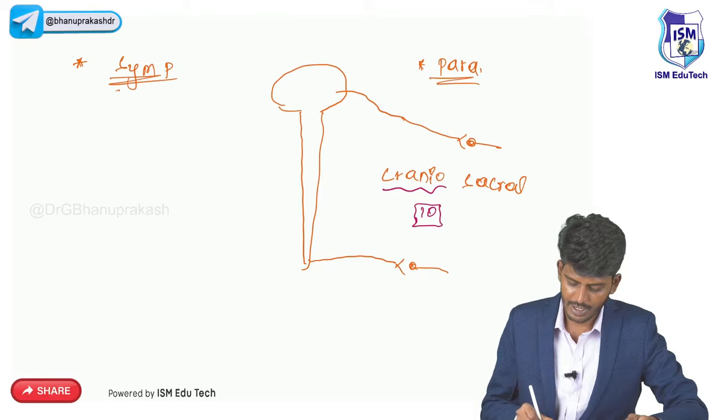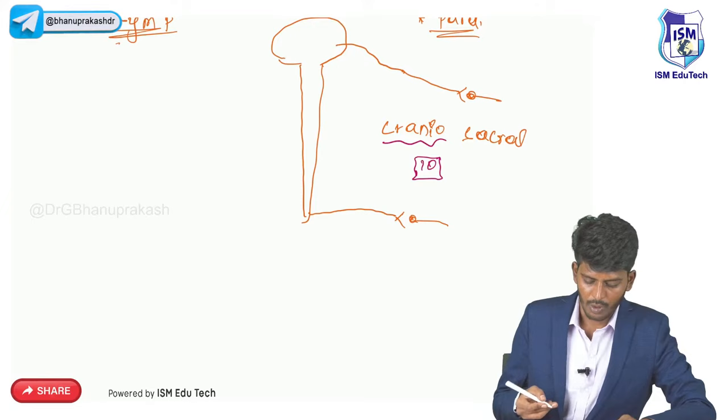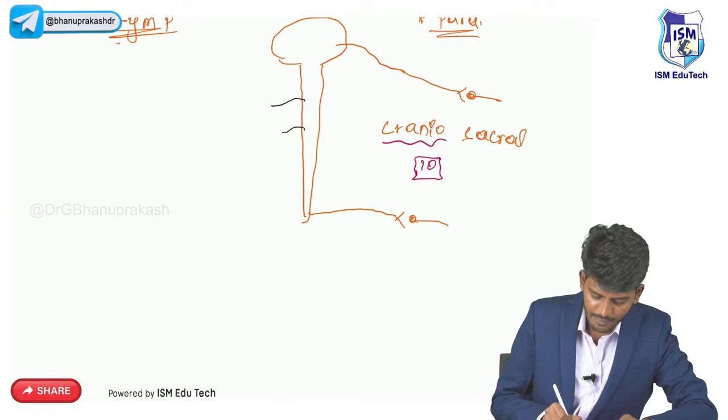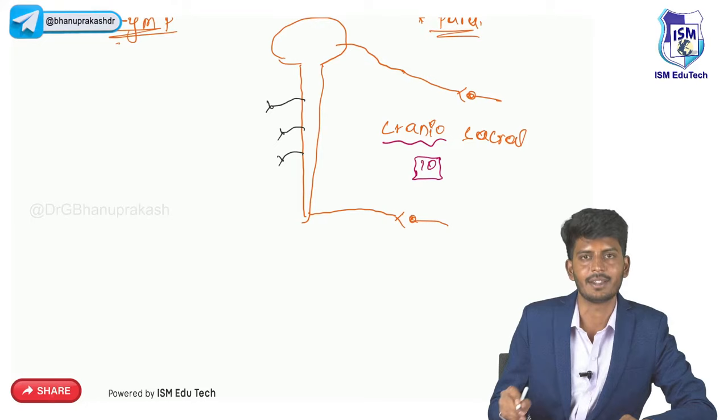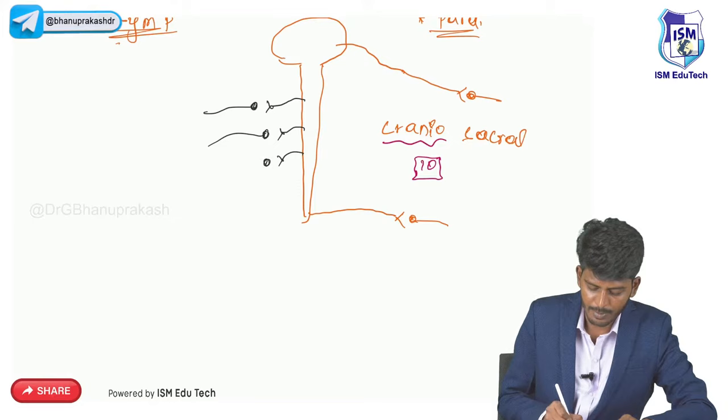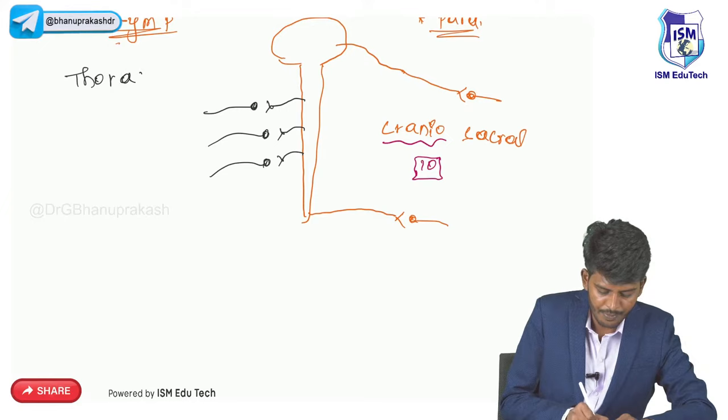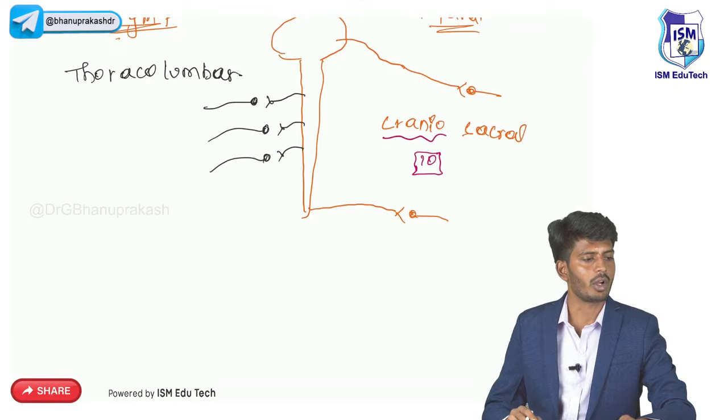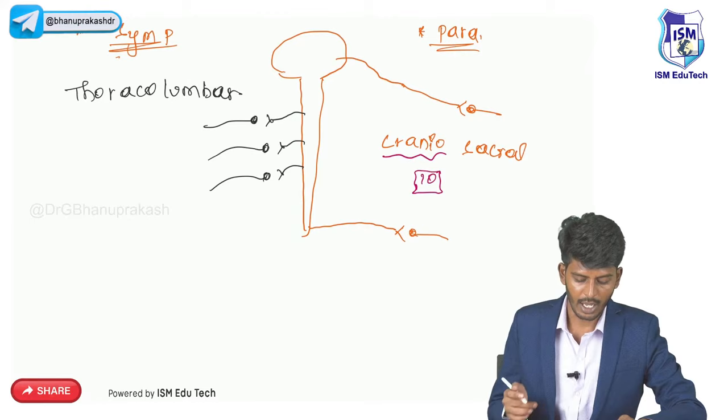Now, sacral outflow. When you look at the sympathetic nervous system, sympathetic nerves arise either from the lumbar area or from the thoracic area. So there are 2 areas sympathetic nerves are coming from: thorax and lumbar region. That is why we call it the thoracolumbar outflow. Not lumbosacral, that is thoracolumbar outflow. Thoracic and lumbar region, thoracolumbar outflow.